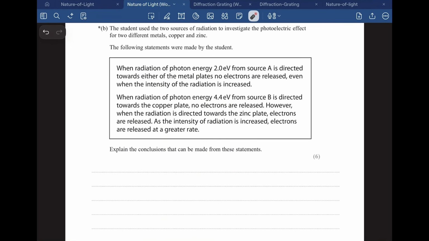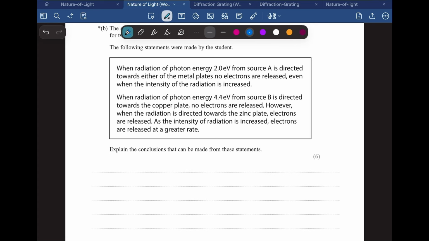Alright guys, so now let's solve this 6 marks question, which is an asterisk question. It says the student used two sources of radiation to investigate the photoelectric effect for two different metals, copper and zinc. The following statements were made by the student. When radiation of photon energy 2 electron volt from source A is directed towards either of the metals, no electrons are released. As we can see that no electrons are released, what does that mean actually?